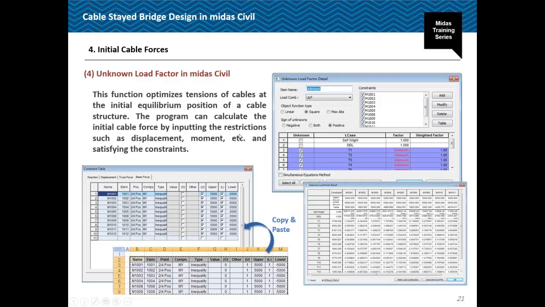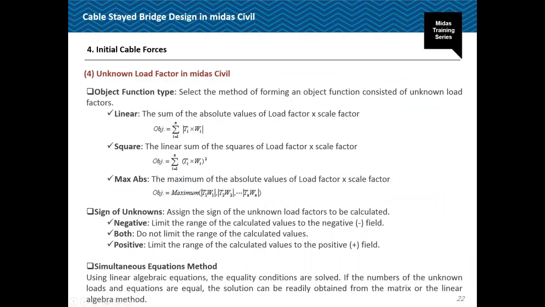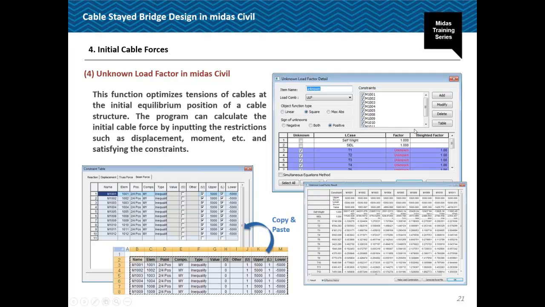And there are several options when we find the optimized cable force. When we calculate the initial cable force, an object function will be used, and we can select that object function among three options: linear, square, and max absolute. In linear, T stands for the unknown load factor, and W stands for the weighted factor here.